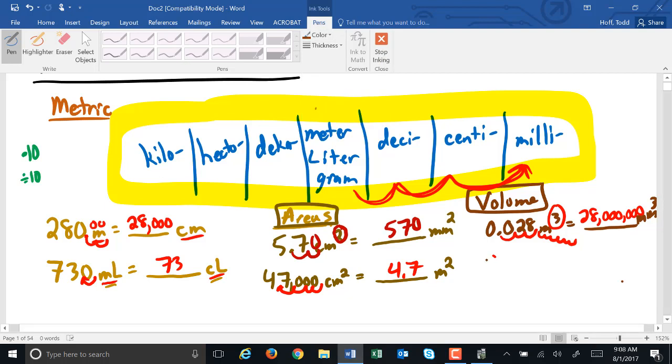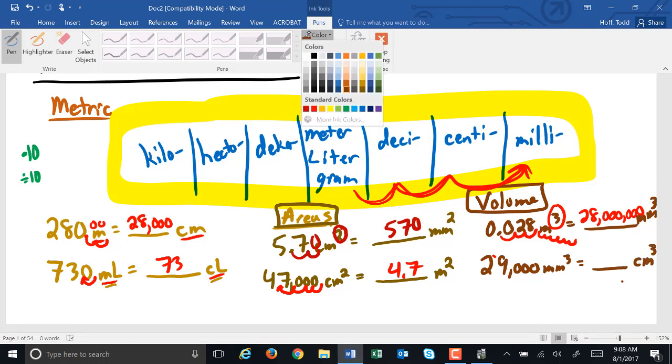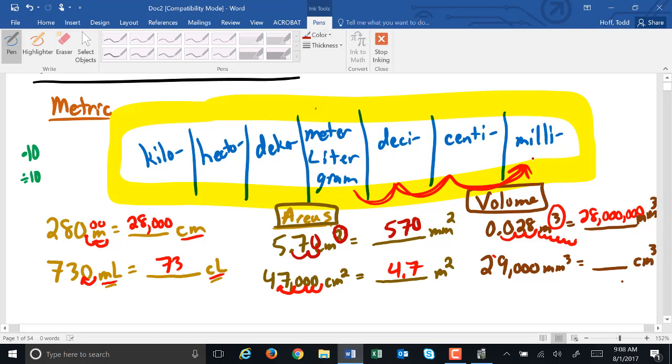Or we might have 29,000 millimeters cubed going into centimeters cubed. On the chart, millimeters to centimeters is 1 spot to the left, so my decimal point has to go 3 times that, so 3 spots to the left. 1, 2, 3, that's 29 centimeters cubed.